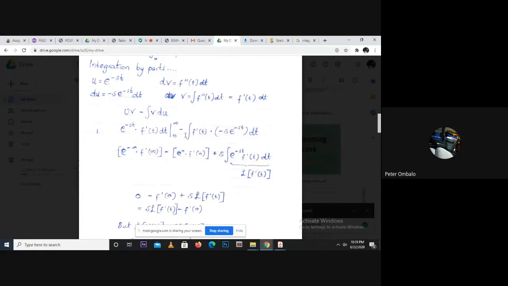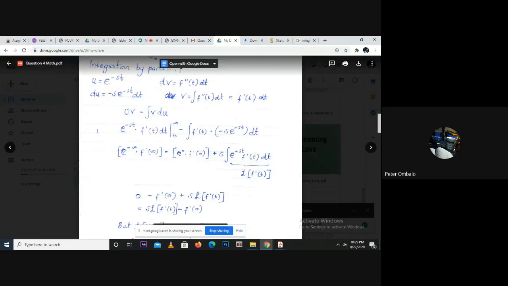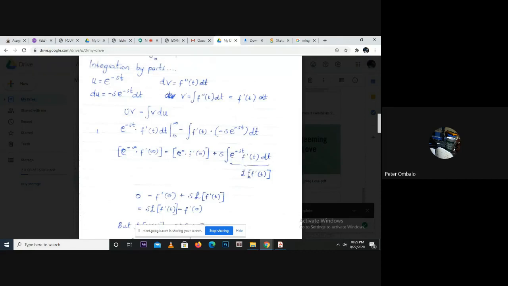Plus, now we are moving on to this second part. This negative s here is a constant, so we can pull it out. When we pull it out, negative s times a negative, we get a positive. So it's positive s into e to the negative st multiplied by the first derivative of the function of t dt. Again, just like we did in the previous one, this last part here represents the Laplace transform of the first derivative of the function of t, right?